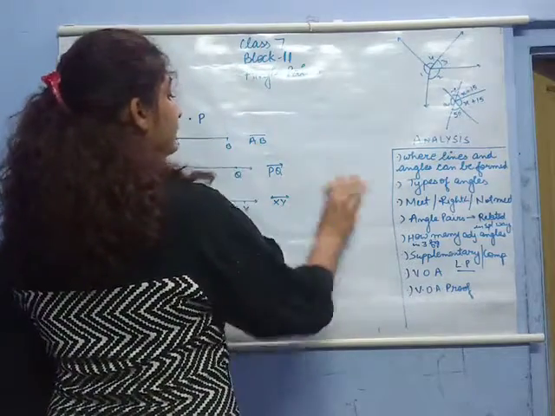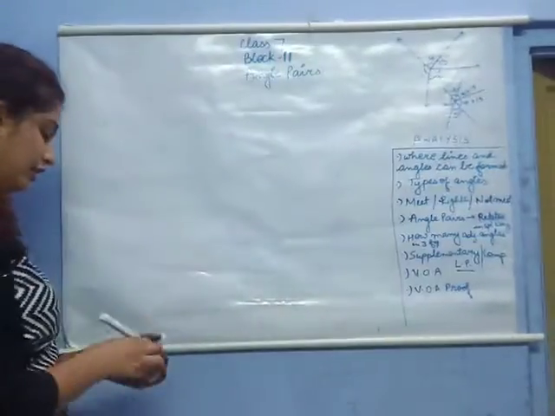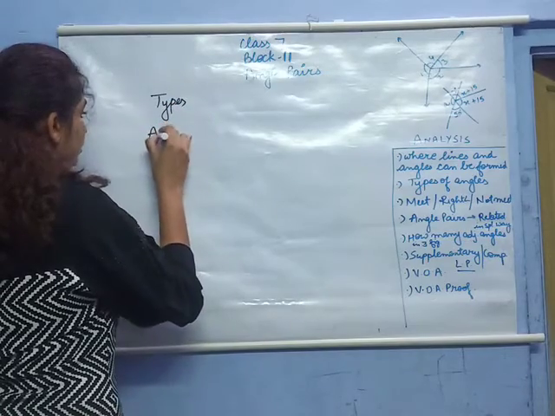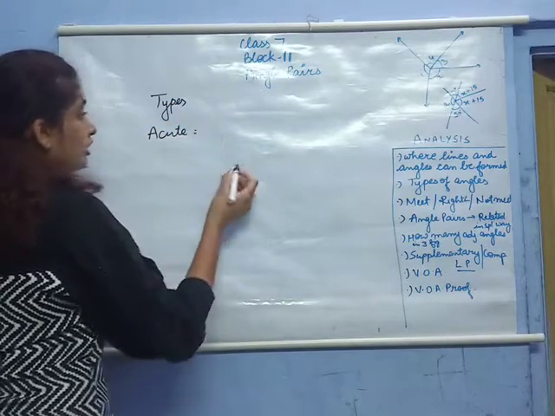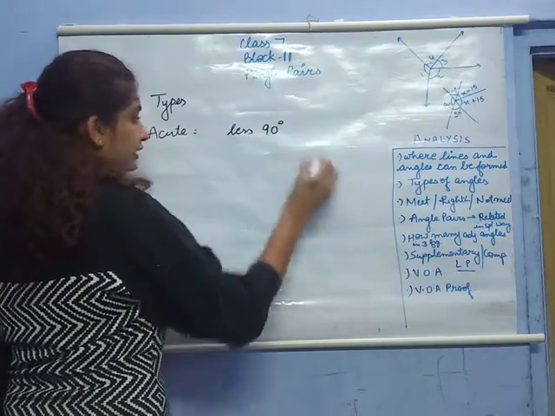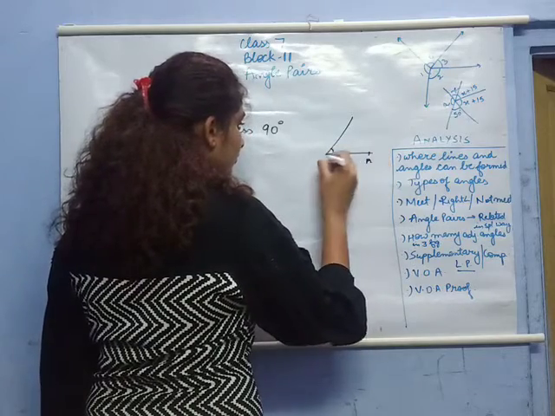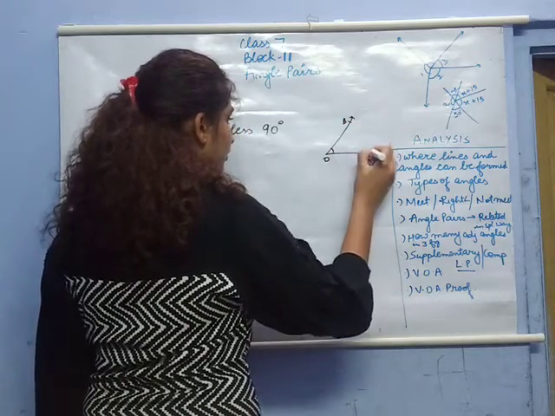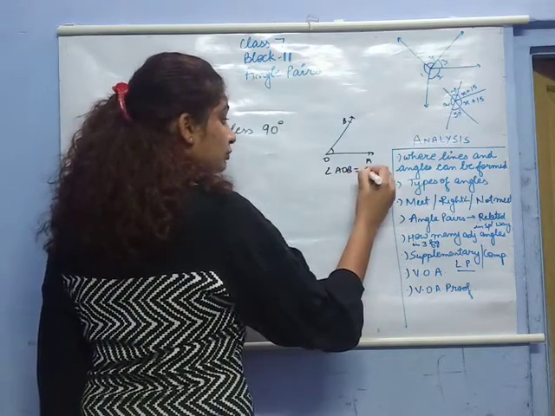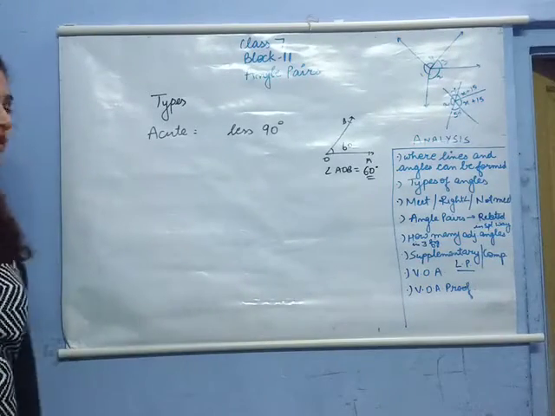So how many types of angles are available here? How many types of angles have we learned so far? First, acute angle, as we all know, whose measure is less than 90 degrees. It can be represented like this. Angle AOB is equal to, suppose, 60 degrees, and 60 degrees is less than 90 degrees. So it is an acute angle.